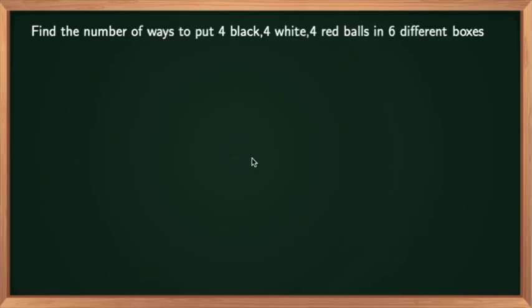Find the number of ways to put 4 black, 4 white, and 4 red balls in 6 different boxes. So we have 6 different boxes. Let us assume the boxes are H1, H2, H3 up to H6. Okay, so let us assume first I am taking the 4 black balls, right? So I have to distribute the 4 balls in 6 boxes, which I can do according to this particular formula, which is H1 plus H2 plus H3 up to H6 equal to 4.